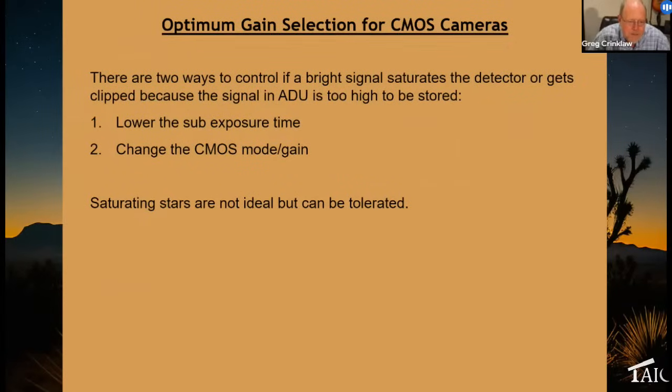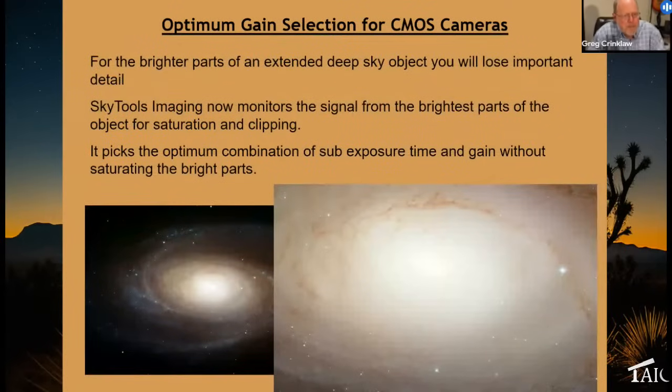Now, saturating stars, we put up with those all the time. They can be tolerated. They're not ideal, but a lot of the time you can't get a good image of your deep sky object without saturating some stars. But the deep sky object itself is an issue. For the brighter parts of an extended deep sky object, you're going to lose important detail if it saturates. Like this HST image of M81, there's all this fine detail in the very brightest part of the galaxy. And in fact, there's this bright center core there. If this saturated, then it would all be white. And we really don't want that.